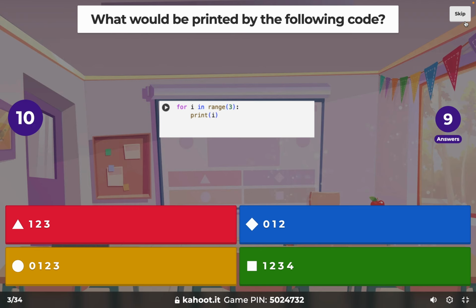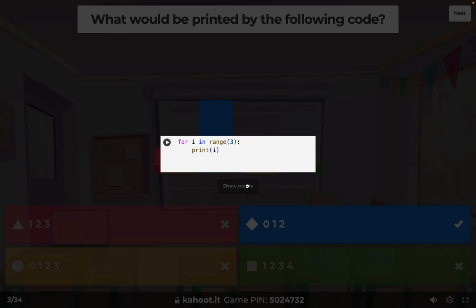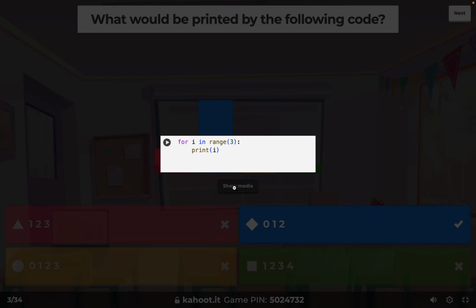No tricks here. So for this one, remember how range starts from 0 and it's not inclusive of 3.